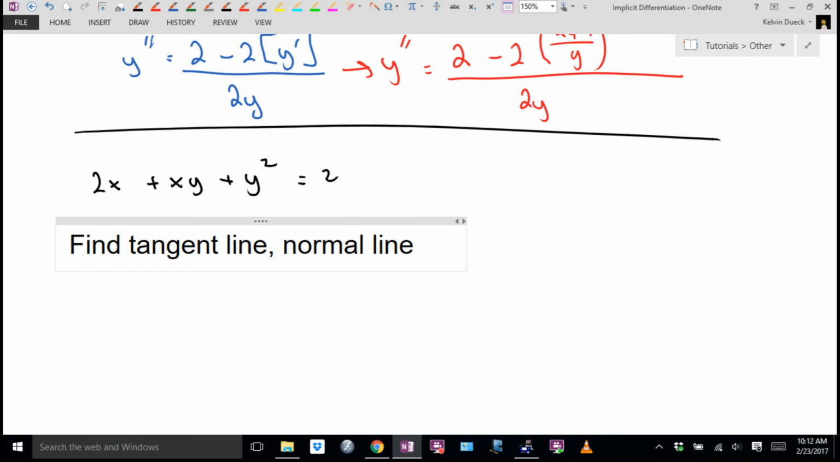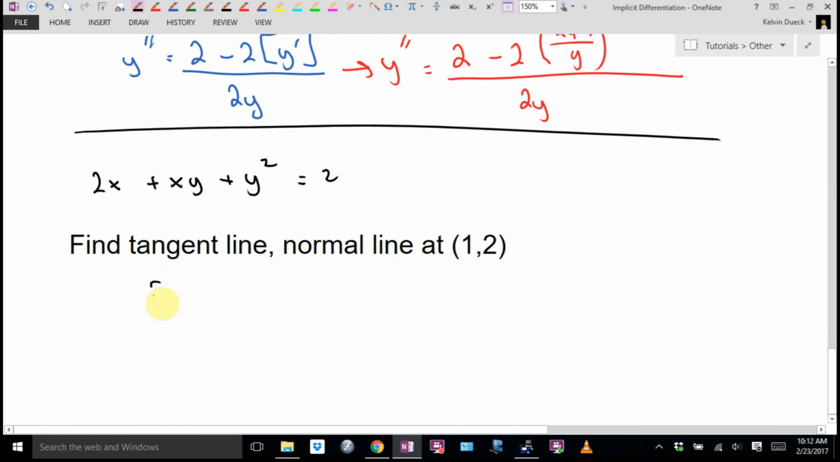When we say find the tangent line, what we're really saying is, what's the point that they gave you? 1, 2. Okay? Find the slope for 1, 2. And what's a synonym for slope in calculus? It begins with letter D. It's what you've been doing all the time here. Find the derivative and plug in 1, 2.